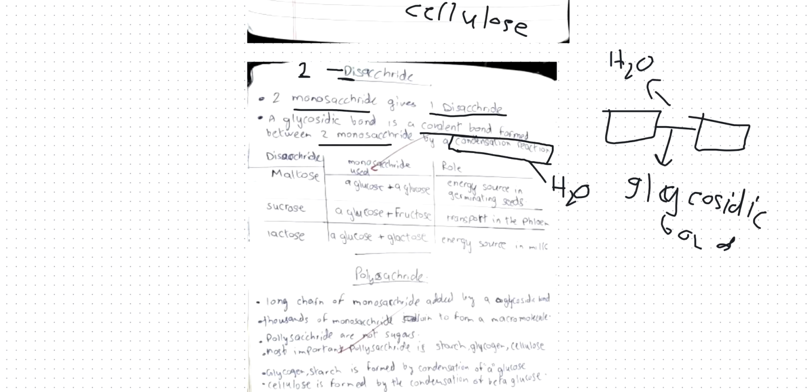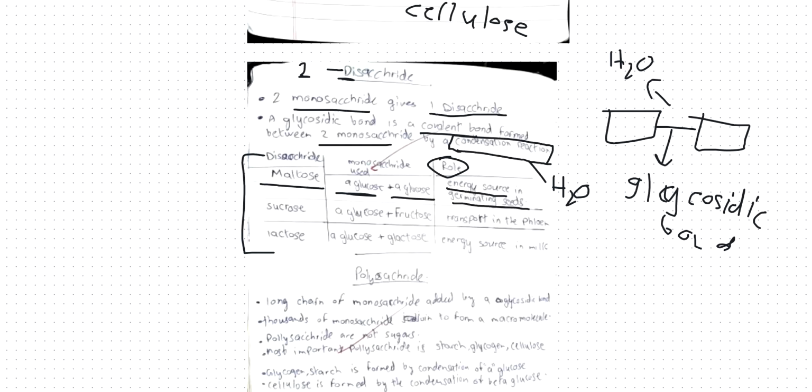So there are three different disaccharides you need to know. The first is maltose, which is made up of, again, it's a disaccharide, so two monosaccharides combined together. The first one is alpha glucose, and the second one is also an alpha glucose. And the role of maltose is that it acts as the energy source in germinating seeds.